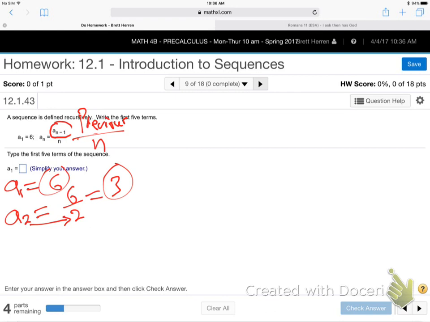Good so far. Try the next one. Try a sub 3. Give you a second there. Try to go all the way through to a sub 5.